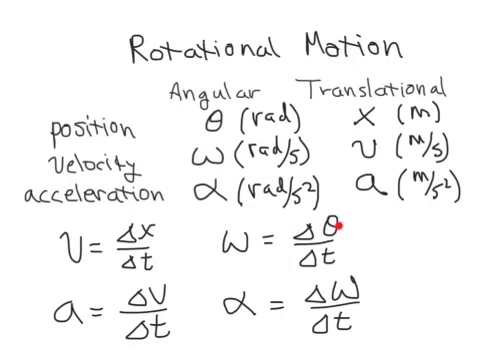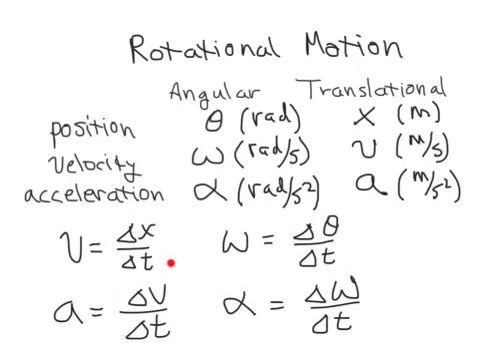Notice that these formulas are very similar to each other, right? This is the angular position, this is the translational position, this is the angular velocity, this is the translational velocity. These formulas look just alike except with the letters changed. And what you'll see as we go forward is that the formulas that come out for angular kinematics look very, very similar to the formulas that come out for translational kinematics.